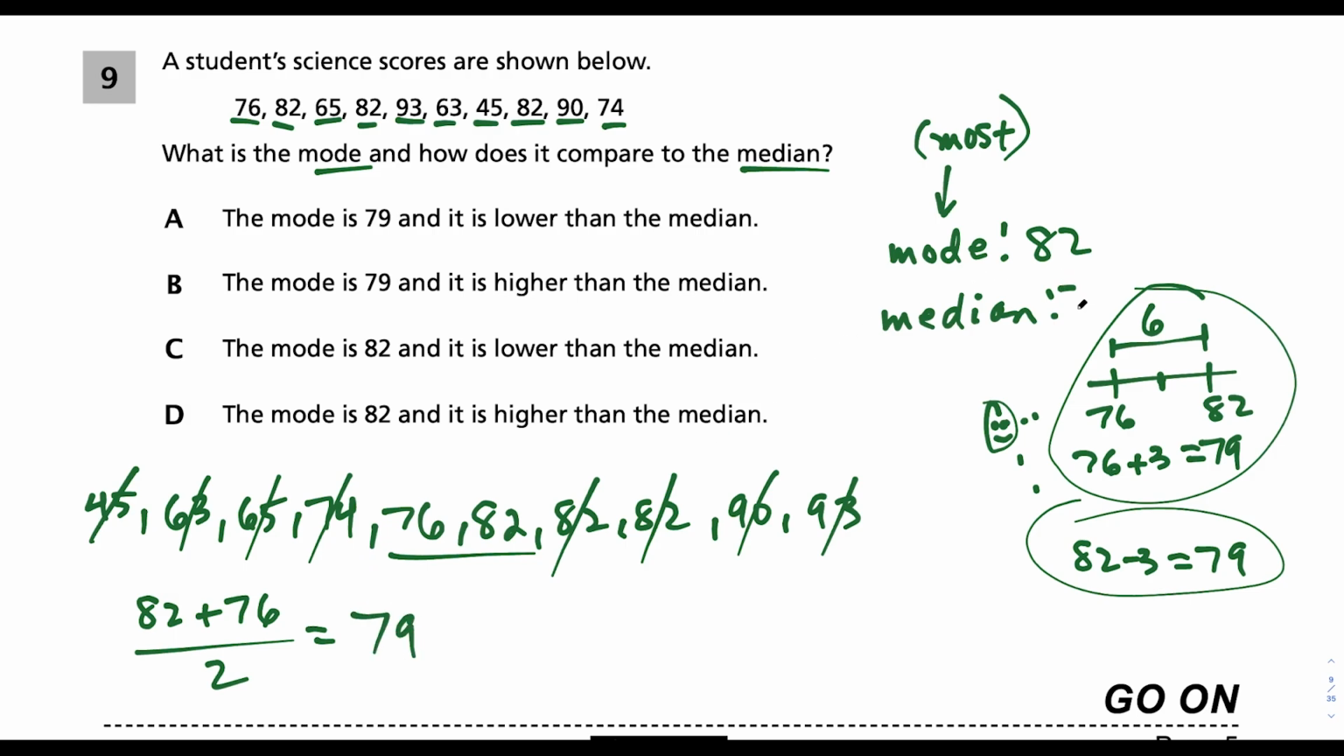So that's our median. Now we just have to go through the answer choices and match it up. We have the mode is 79. That's not true. That's the median. So I could eliminate these 2 choices, and these 2 are in the running. But if we think about this, the mode is greater than the median. The mode is 82, and saying it is lower than the median is not true. It's going to be greater than the median, or higher than the median. So choice D is definitely our solution.